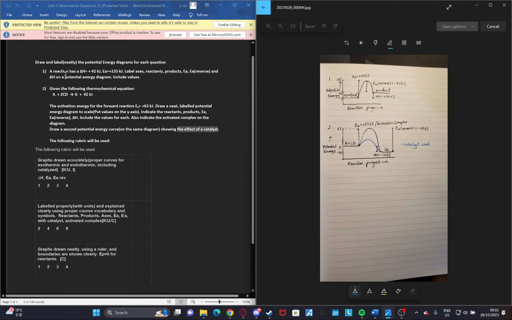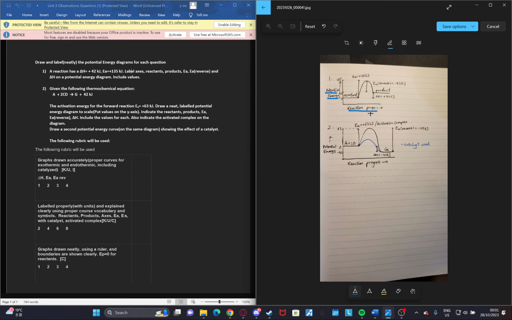So the first question says that the reaction has a positive enthalpy change of 42 kJ, and the activation energy of the forward reaction is 135 kJ. And then for the y-axis, it's potential energy, and the x-axis is reaction progress.